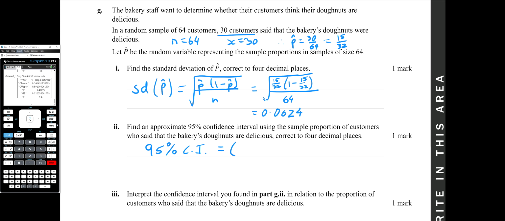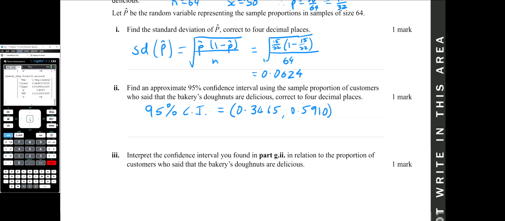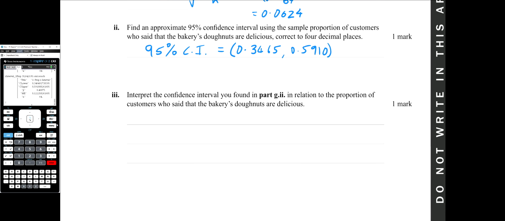So the lower part of the confidence interval is 0.3465, and the upper part of the confidence interval is 0.5910. There we go. Alright, so we'll mark for all of these because it's pretty basic calculations that you can get done quickly using your CAS.